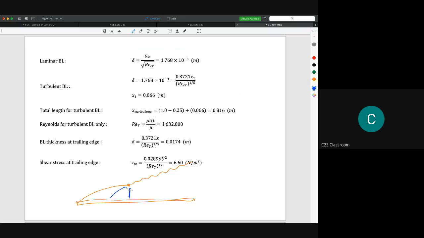shear value here is the delta. So first we calculate the delta from the laminar boundary layer. Why do we calculate it using the laminar first? Because we know the location of this Reynolds number. At this point the Reynolds number is 5 times 10 to the power of 5.